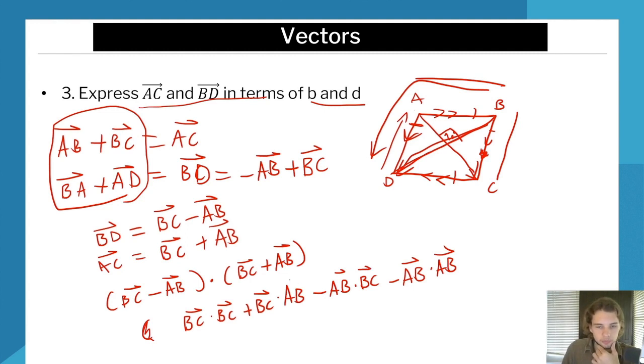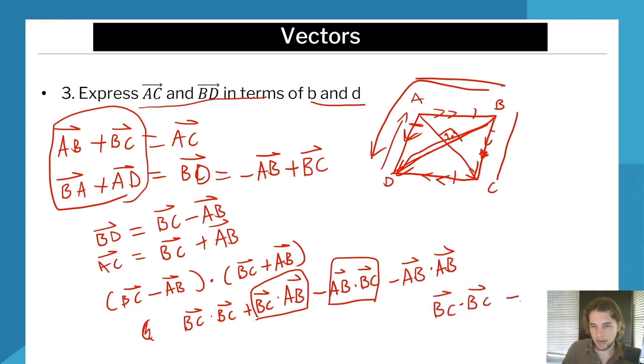Now, we should note that the dot product is commutative. That means that these two are actually the opposite, sorry. So this is the same as that, which means we can cancel these two out because this is subtracted by that. So we end up with B to C dot B to C minus A to B dot A to B.